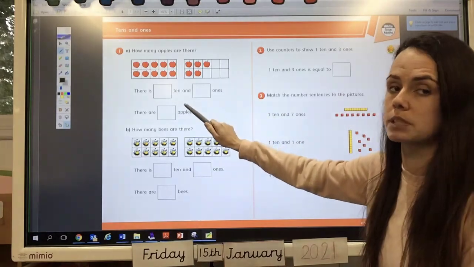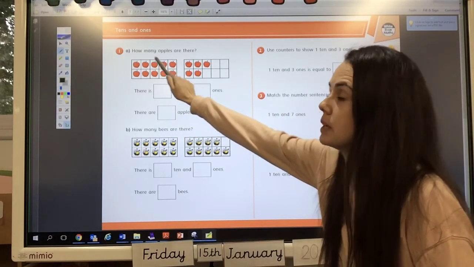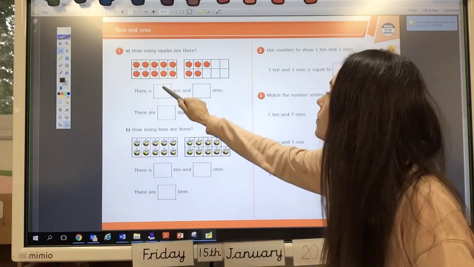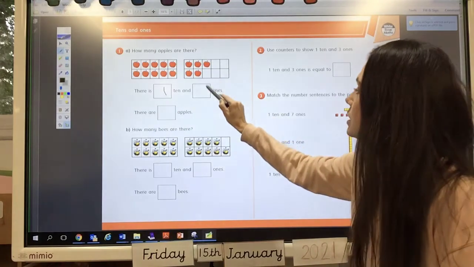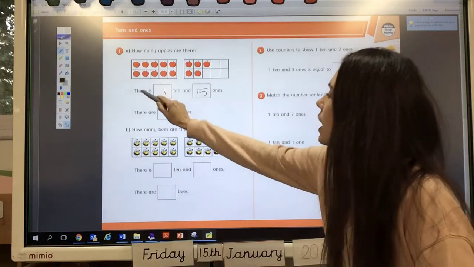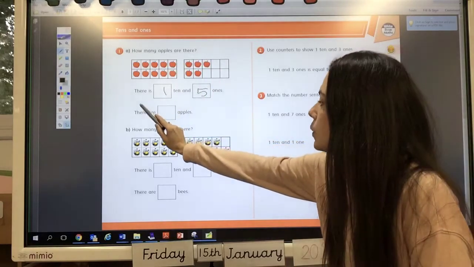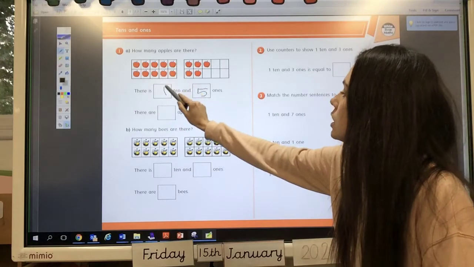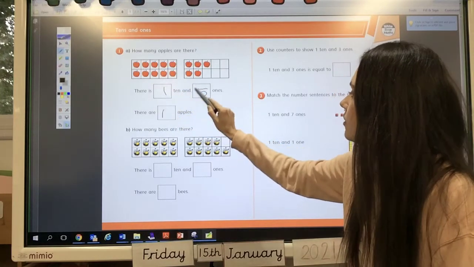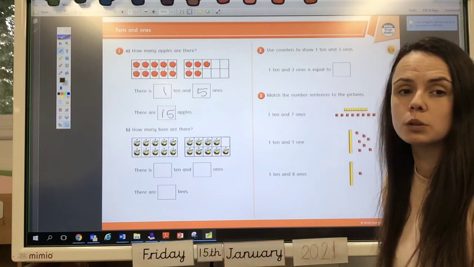Let's complete this number sentence. There is something tens. How many tens? 1. And how many ones were there? 5. Well done. So there is 1 ten and 5 ones. So how many are there altogether? So there are a 10 and a 5. There are 15 apples in total.